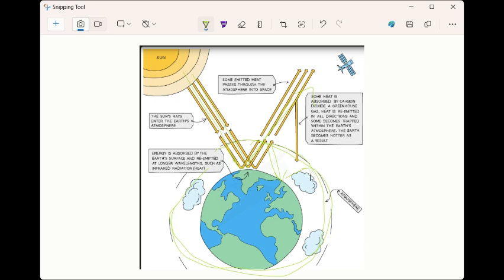The problem is nowadays we have too many greenhouse gases. Having a normal amount is okay because we need it, but having too much means too much heat is being kept inside the Earth, which means the Earth is going to start warming up. This is known as global warming, and you've probably heard of that.